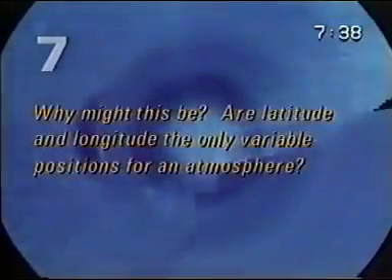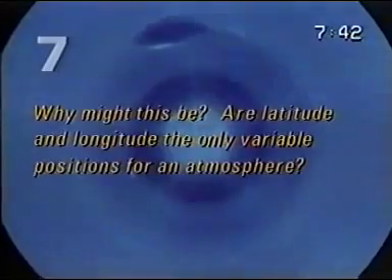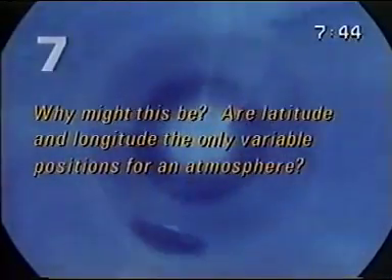Like Jupiter, these features reflect the differential motion of the bands of Neptune's atmosphere at different latitudes. But studies of Neptune have shown that the speed of the fast-moving scooter is also different to other features at the same latitude. Why might this be? Are latitude and longitude the only variable positions for an atmosphere?